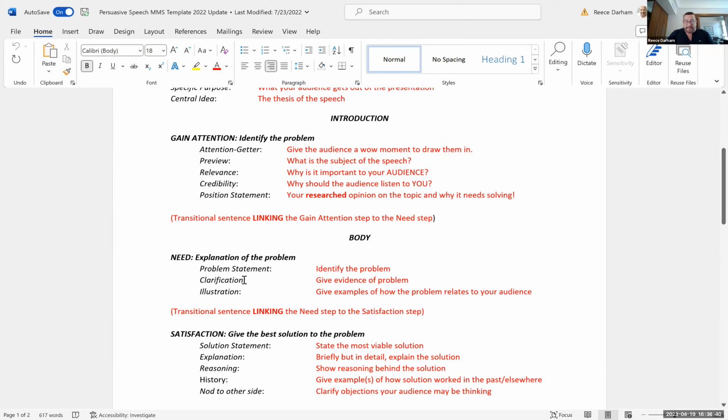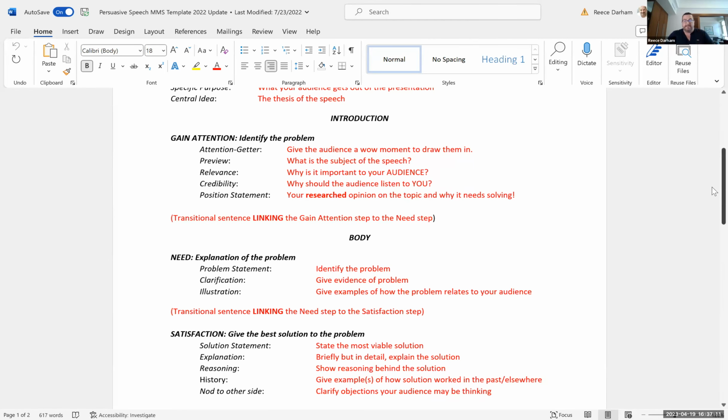Then clarify this. Give evidence of the problem really existing. A great place, again, to put some sort of cited content in. So you cite an expert. And then illustrate. Very importantly, you tell the audience how this problem directly relates to them. You illustrate why the problem relates to them. Again, in one complete, grammatically correct sentence. So only 3 sentences for that second step, the need step.